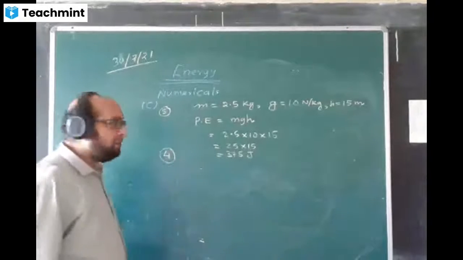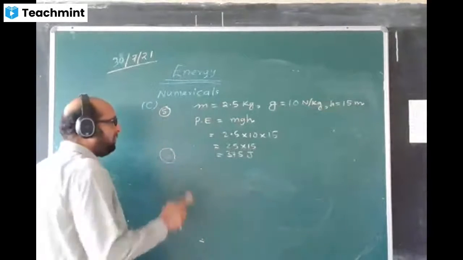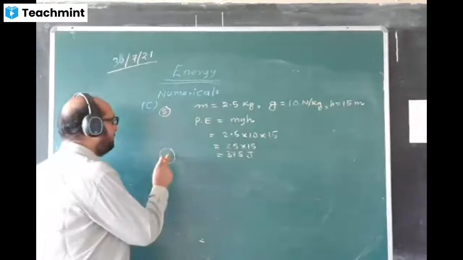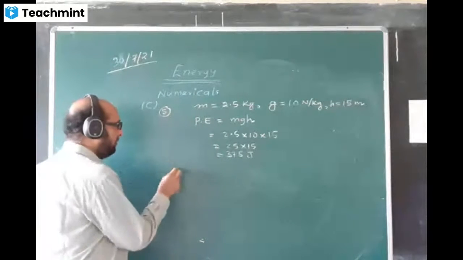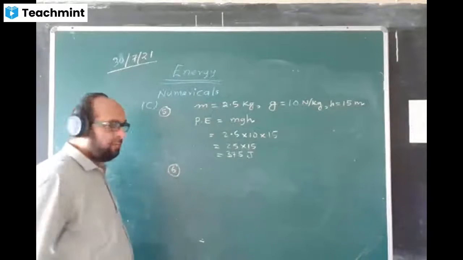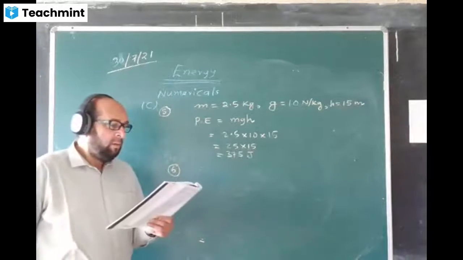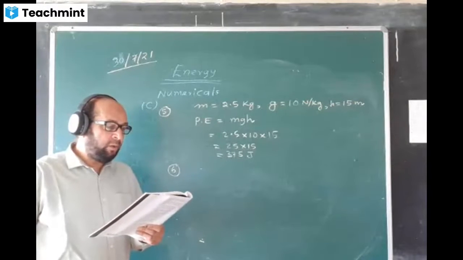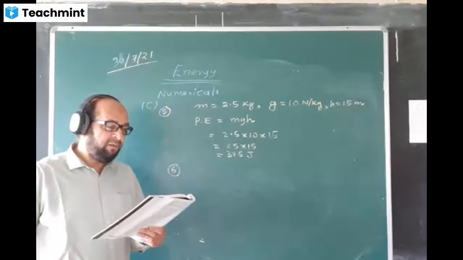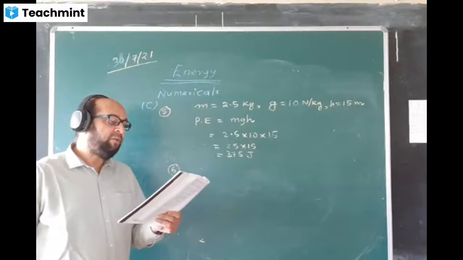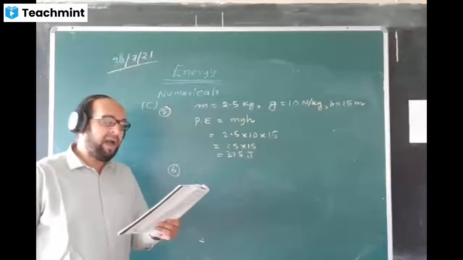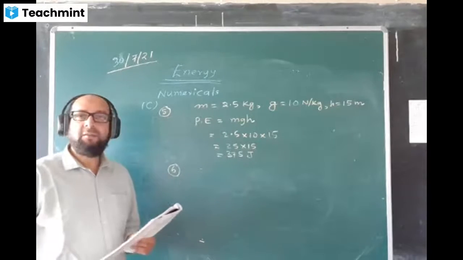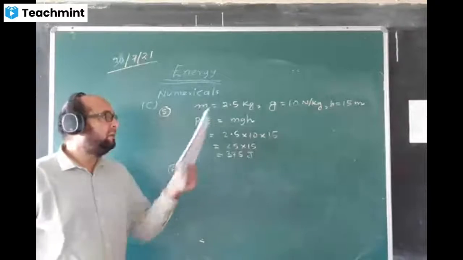Now this is done. Now we are doing question number 6. The question says the gravitational potential energy stored in a box of weight 150 kgf is 1.5 into 10 to the power of 4 joule. Find the height of the box. 1 kgf is 10 Newton. That is, they have given the value of g as 10 Newton per kg.